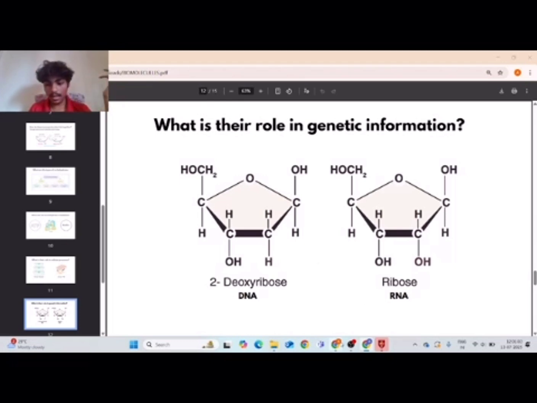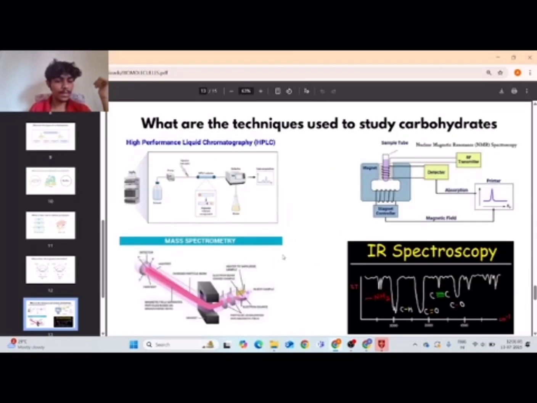Now, reaching towards the end of the presentation, we'll talk about the different techniques used to study carbohydrates and to estimate them. So the first one would be HPLC, or high performance liquid chromatography. HPLC is highly effective for studying carbohydrates, as it is very precise in separating complex mixtures. This process involves injecting a carbohydrate sample into an HPLC, where it is carried by a liquid mobile phase through a column packed with stationary phase.